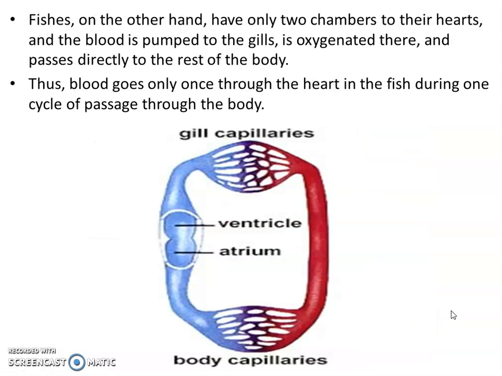Now coming to the next one, which is the fishes. Fishes, on the other hand, have only two chambers in their hearts. So they have only two chambers. Two chambers മാത്രമേ ഫിഷസിന് ഉള്ളൂ.